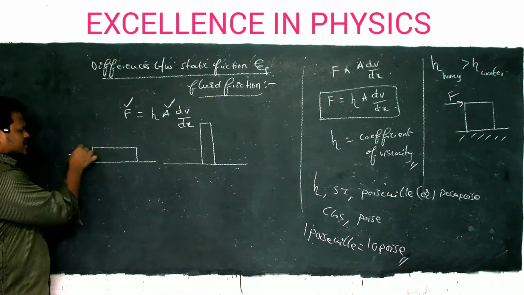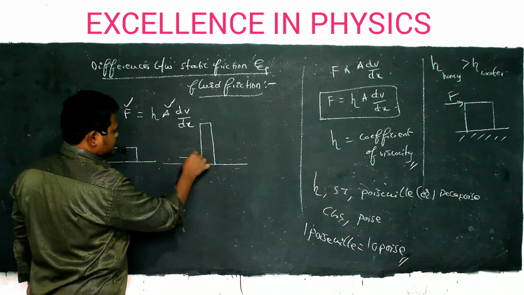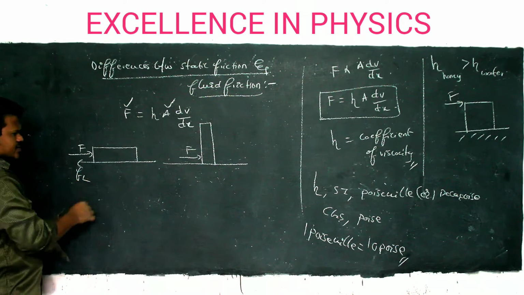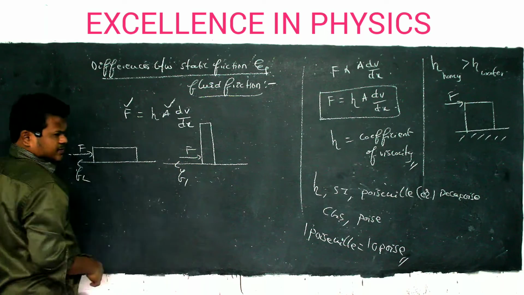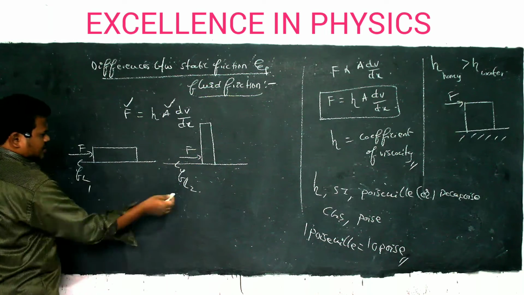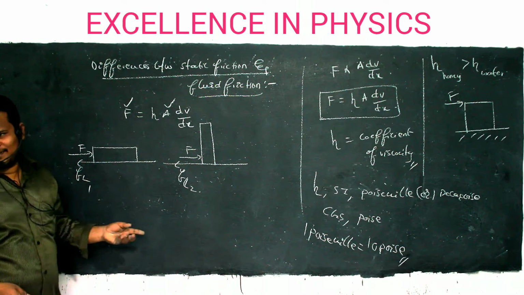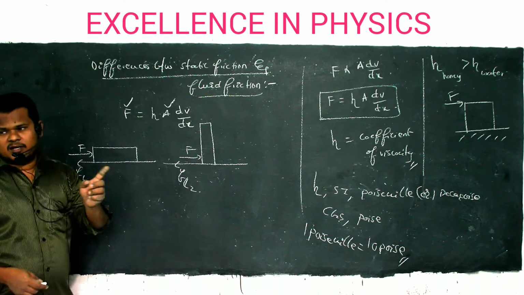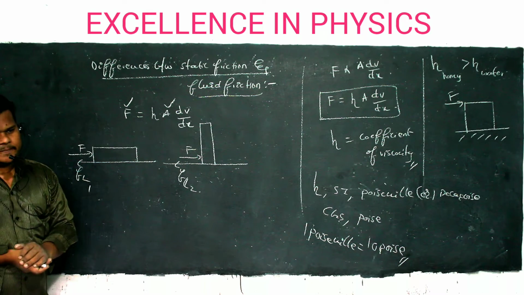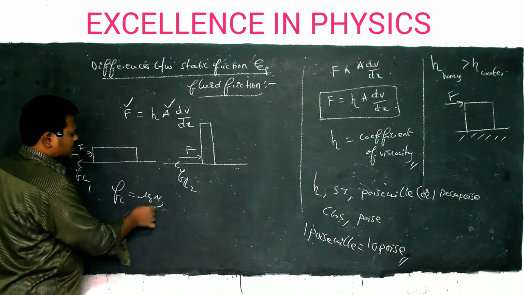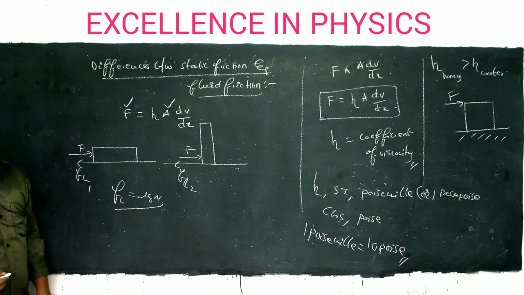I am applying force in this direction, and here I am applying force in this direction. The body is ready to move. It means an equal amount of limiting friction has developed, no? Clear? So this is FL1, this is FL2. Are they equal or different? Definitely they are equal, because limiting friction in solids does not depend upon area of contact. It only depends on normal reaction and coefficient of friction.